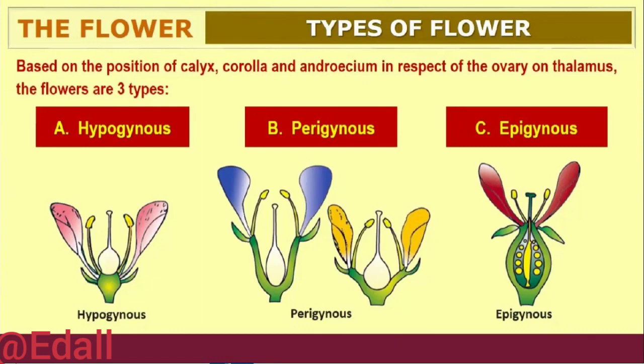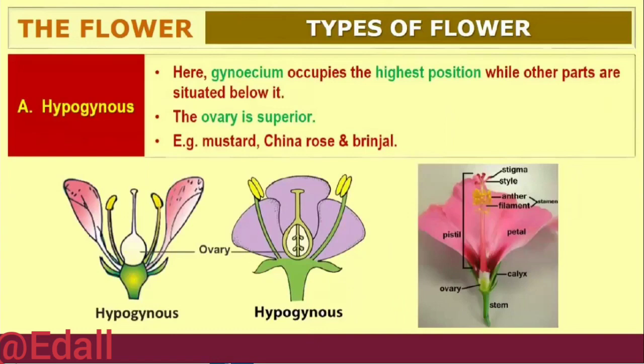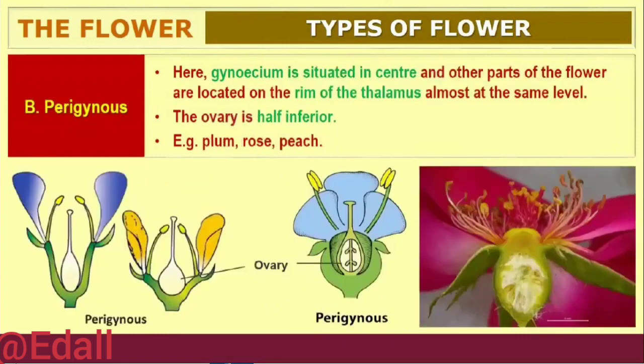In the hypogynous flower, the gynoecium occupies the highest position while the other parts are situated below it. The ovary in such flowers is said to be superior, for example, mustard, China rose and brinjal. If gynoecium is situated in the center and other parts of the flower are located on the rim of the thalamus almost at the same level, it is called perigynous. The ovary here is said to be half inferior, for example, plum, rose, peach.